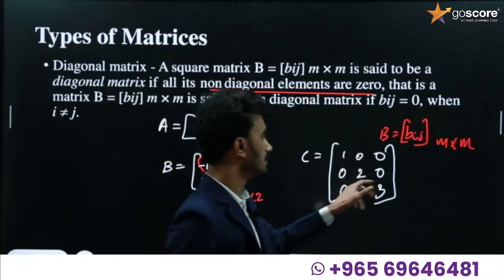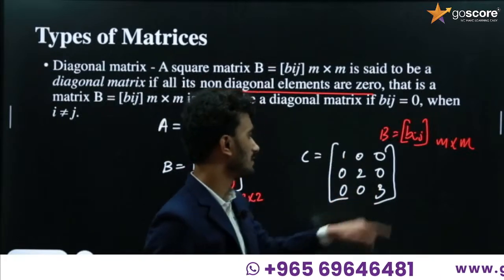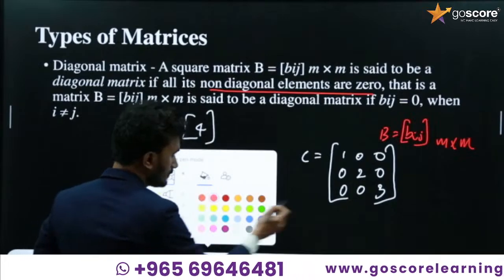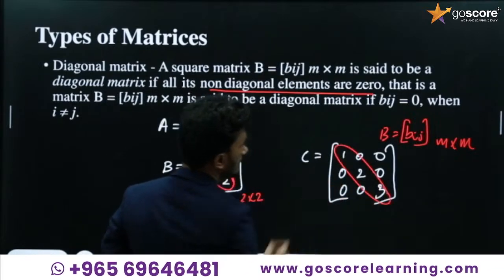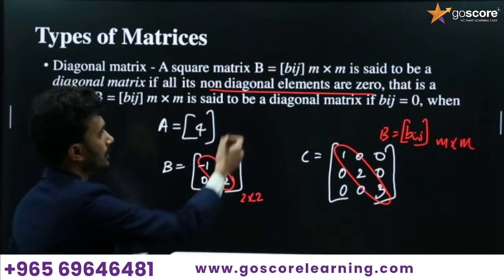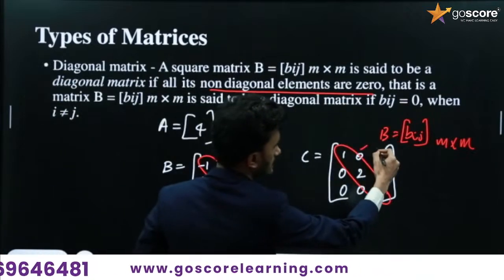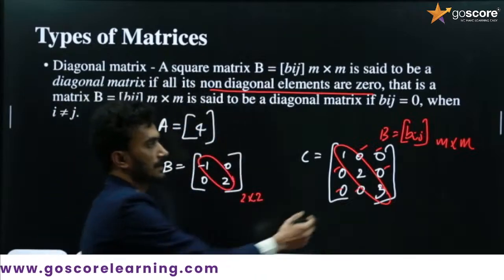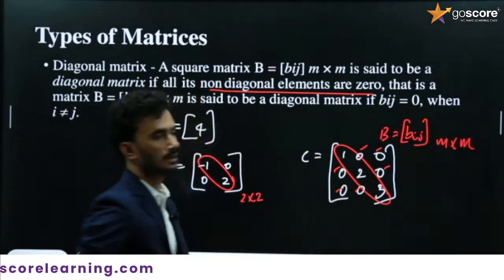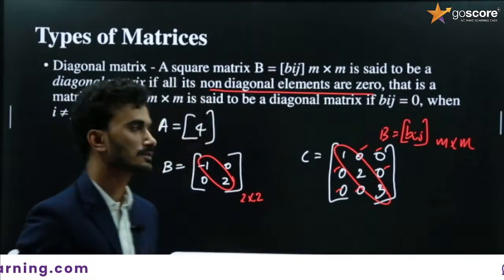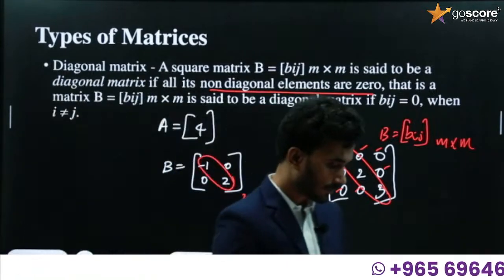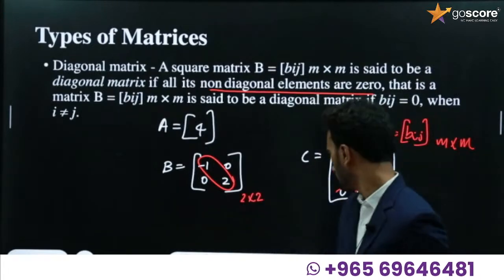So 1, 0, 0, 0, 2, 0, 0, 0, 3. Here you can see, I will show you the principal non-diagonal elements are 0. This one is 0, 0, 0, 0, 0, 0. Non-diagonal. The diagonal elements are not 0, which is called a diagonal matrix. So these are the 3 examples for diagonal matrix.